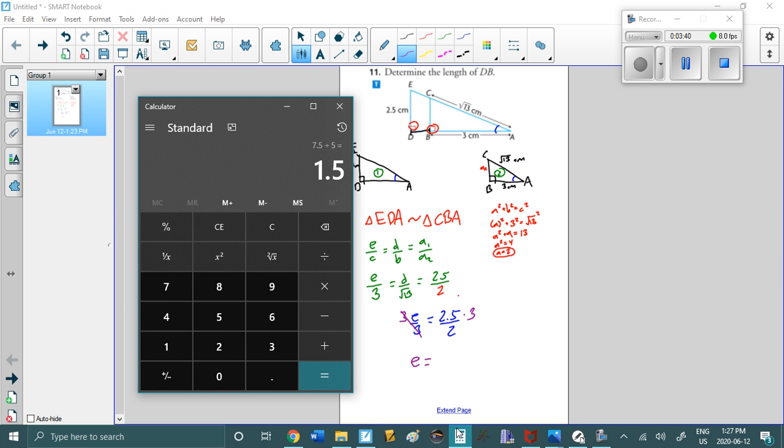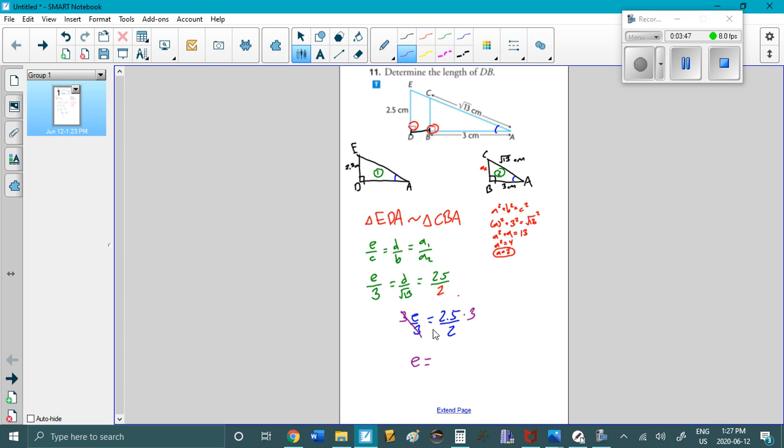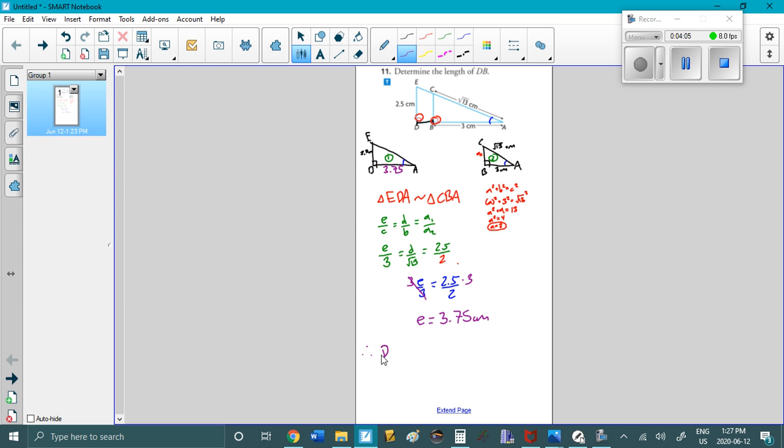Yeah, that's definitely not right. So 2.5 times 3, divided by 2, is 3.75. That seems a little bit better. So if this big side is 3.75, and this little side is 3, so we come up here, we go 3 here, 3.75 the whole way, therefore DB equals 3.75 minus 3, so 0.75 centimeters. And that's it. That's the question.